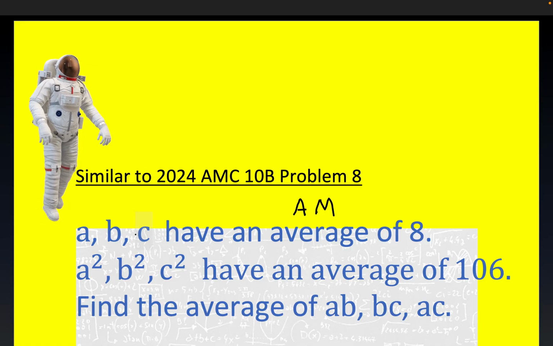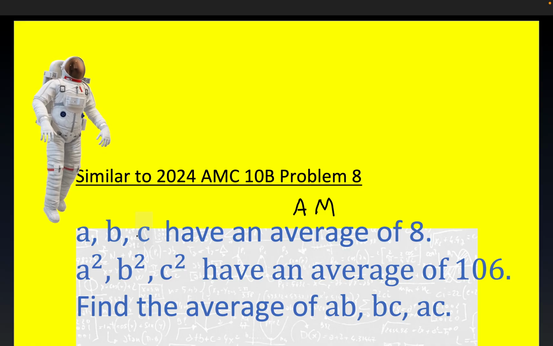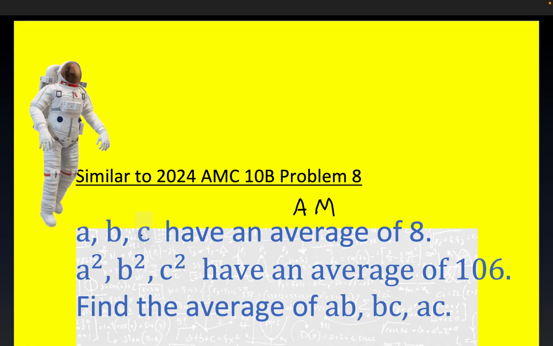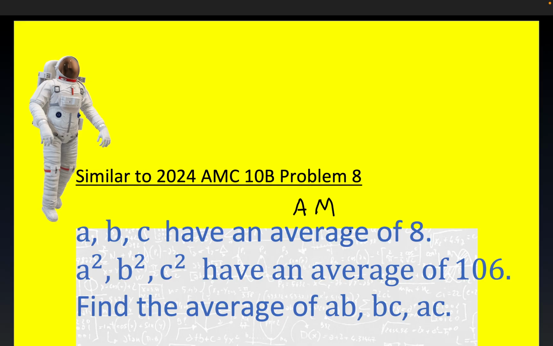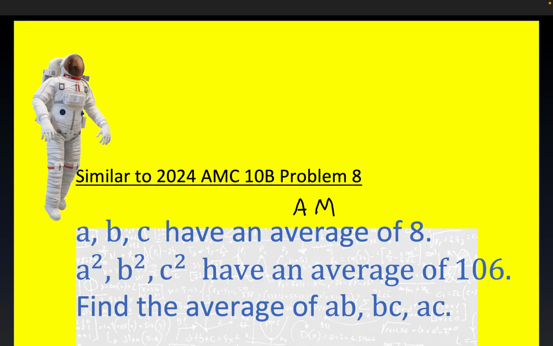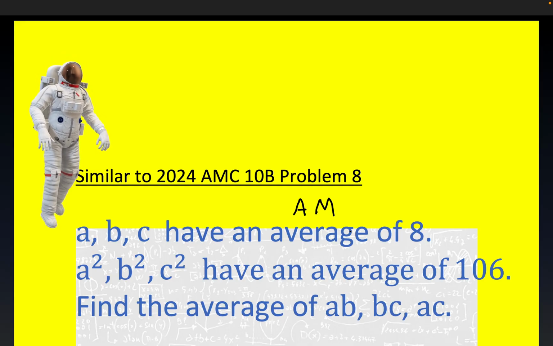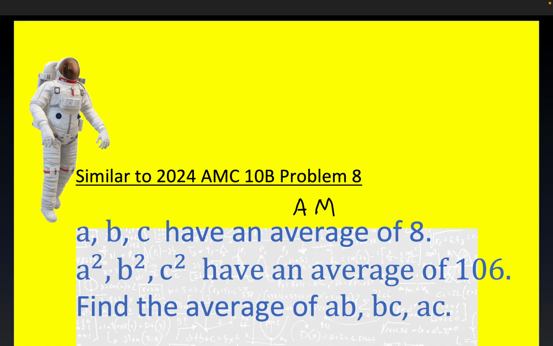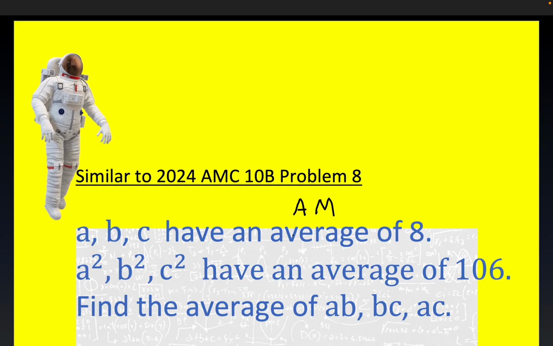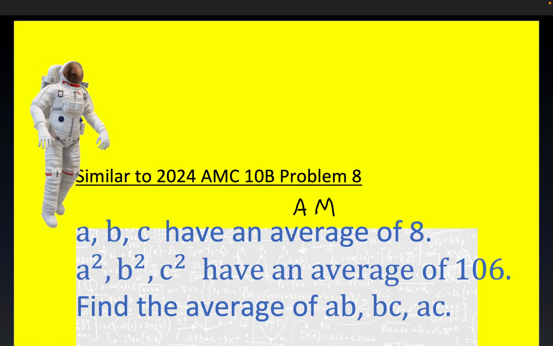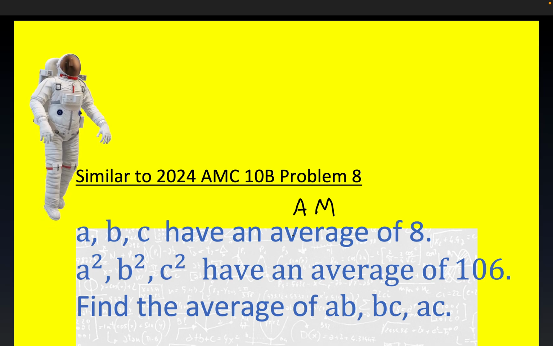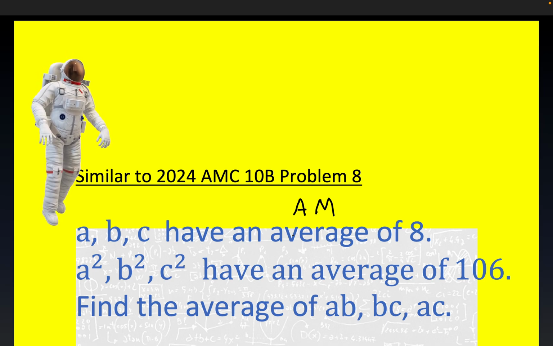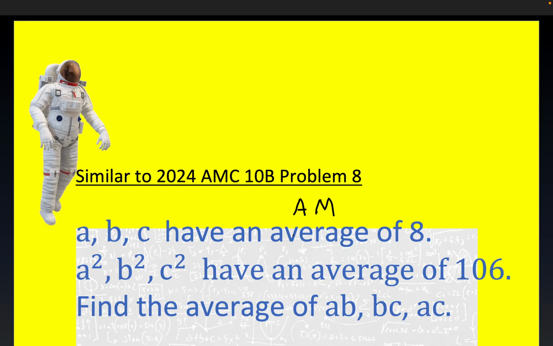Now we're given an interesting problem here today. We're given that three numbers, I didn't state whether they're real numbers or integers, have an average of 8. One would anticipate them being integers, but there's nothing that says that non-integers can't have an average of 8, right? I think. But anyway, we're given that a, b, and c have an average of 8, a squared, b squared, and c squared have an average of 106. We're supposed to find the average of the products of these things paired up together.